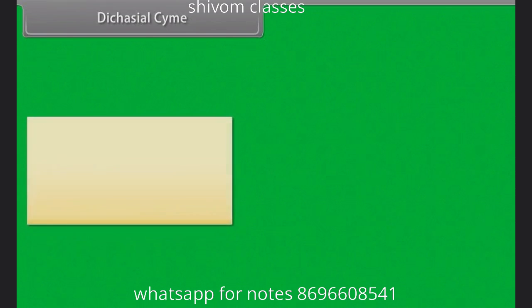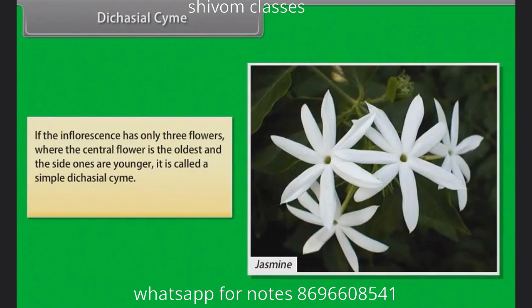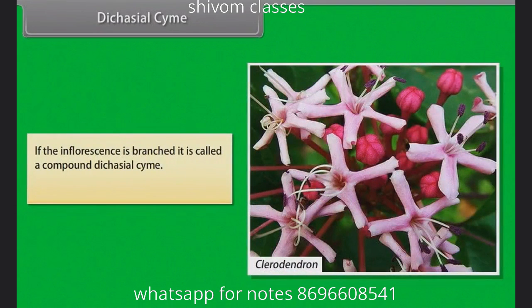Dichasial cyme. In this type of cymose inflorescence, the peduncle produces a flower at its tip. Subsequently, the peduncle produces two branches simultaneously at a lower level. They also end in flowers. This type of branching is repeated. If the inflorescence has only 3 flowers, where the central flower is the oldest and the side ones are younger, it is called a simple dichasial cyme. Example, jasmine. If the inflorescence is branched, it is called a compound dichasial cyme. Example, clerodendron, ixora.